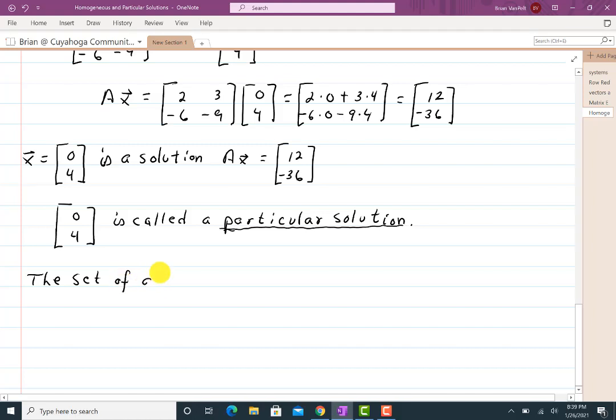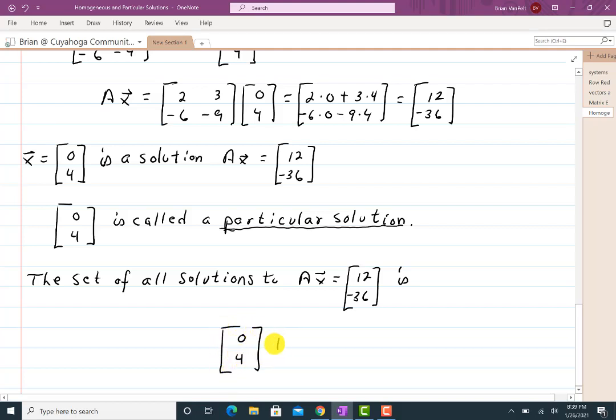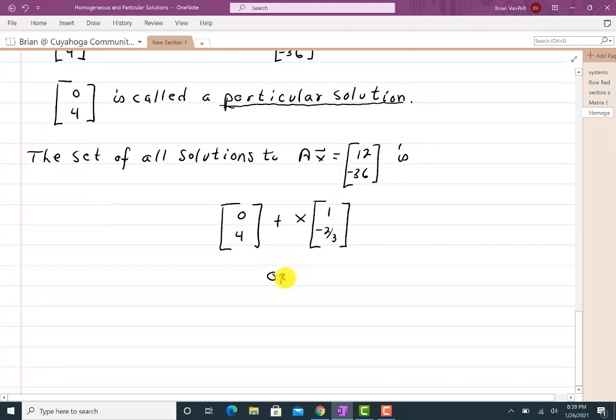The set of all solutions to Ax equals 12, negative 36 is 0, 4, plus x times 1, negative 2/3. Or, even better, I can rewrite it as this. I happen to like 3, negative 2 better as a vector. So there's my set of all solutions.